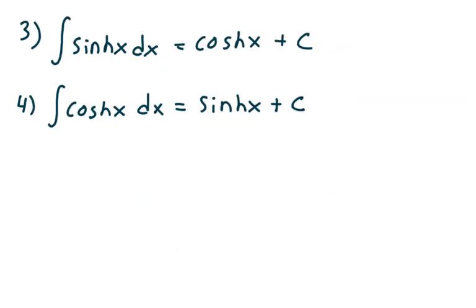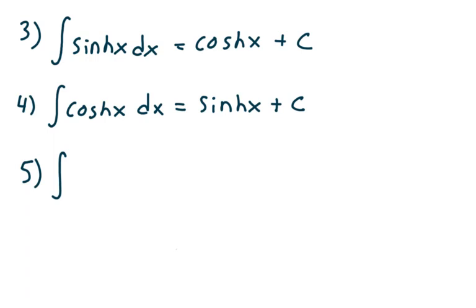Number 3, the integral of hyperbolic sine of x dx is hyperbolic cosine of x plus c. Number 4, the integral of hyperbolic cosine of x dx is equal to hyperbolic sine of x plus c. Now, let's talk about number 5.